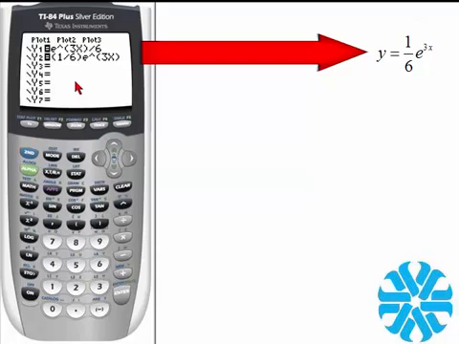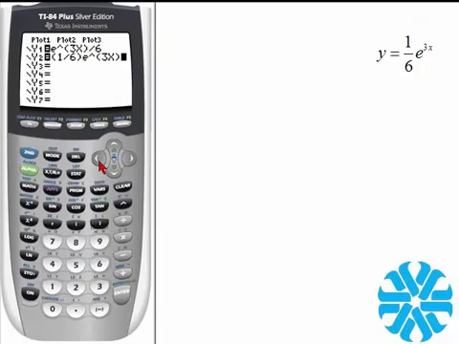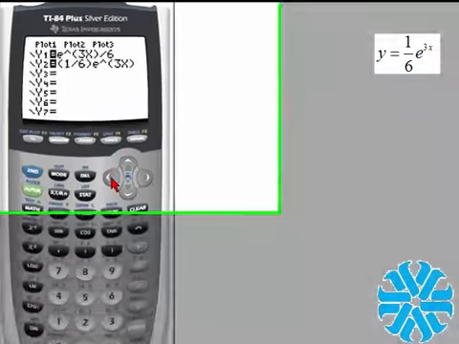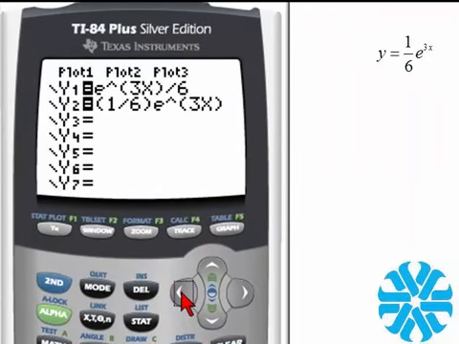I can actually show you that they are the same. Remember how we go ahead and turn off one of these functions? So let's turn this one off so it won't graph. And we do that by moving the cursor to the left. We want to get to the equal sign.